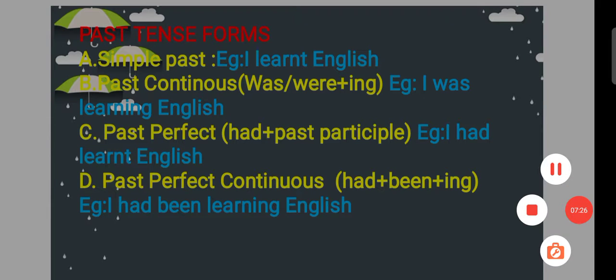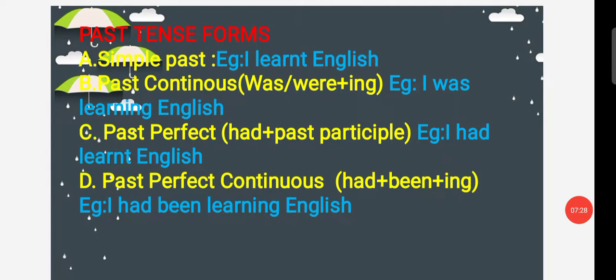Now, past perfect continuous tense. In that you have to use had. For any pronoun you have to use had. I had, she had, it had, they had, we had. For everything it is had. Whereas in present tense you have to use has or have depending on the number of the noun.